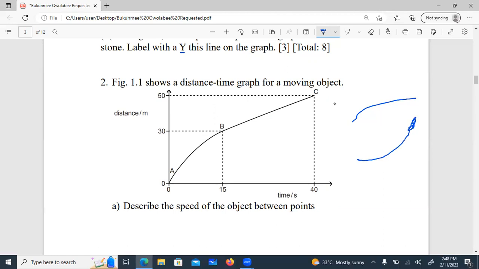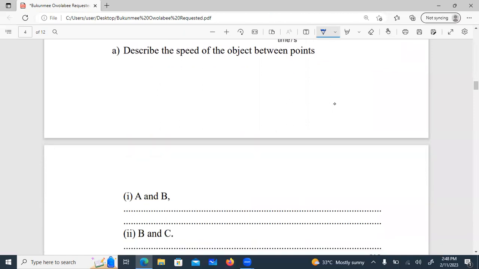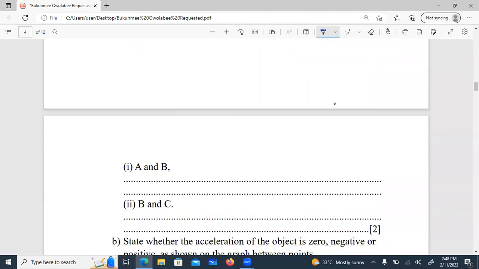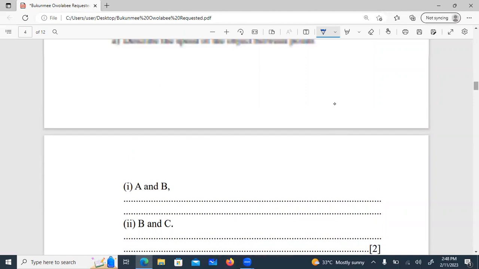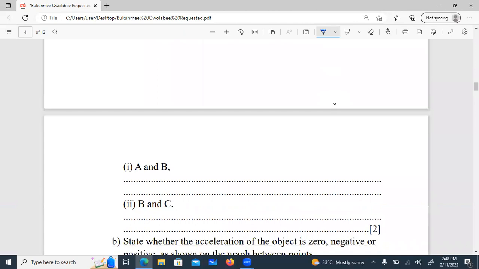Now, in this case, the speed time graph from A to B curves in a clockwise direction. What does that show you? It shows that the object is decelerating. So what does the question request? Describe the speed of the object. If something is decelerating, the speed continues to reduce. The speed is reducing.